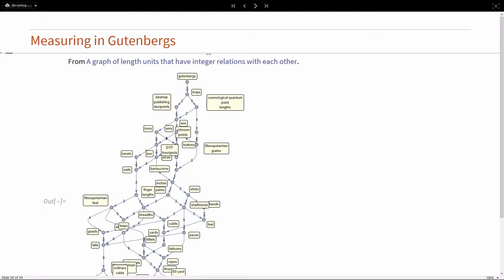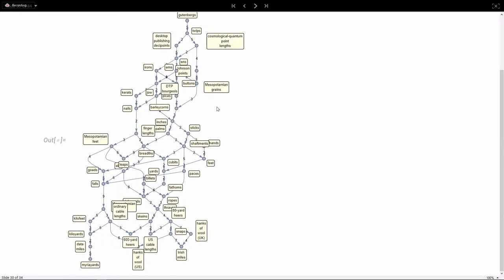Since I talked about measures, I've got this graph here. You've got a measure called the Gutenberg. You can take five of them and make a TWIPS. You can take another five of them and make a cosmological quantum point length. You can take four of those and make a Johnson point, and eight of those makes a button. Three of those makes a barleycorn, and three of those equals an inch. 3 inches make a palm, and so on. I made this ridiculous graph of strange measures where everything has unit multiples of previous items.